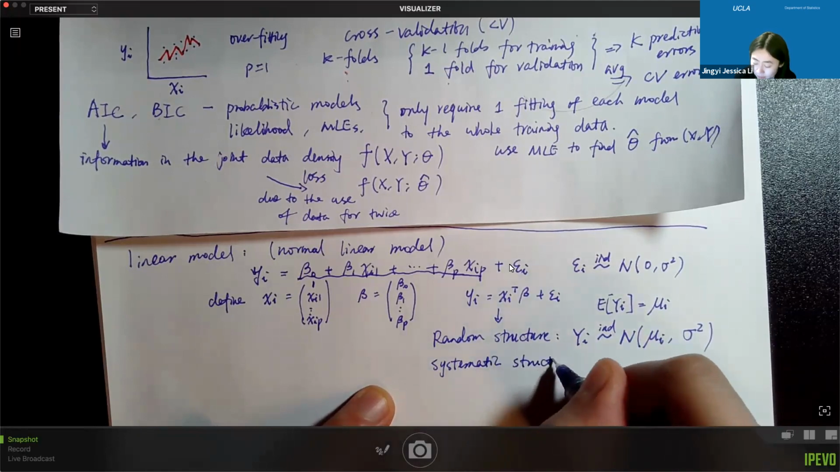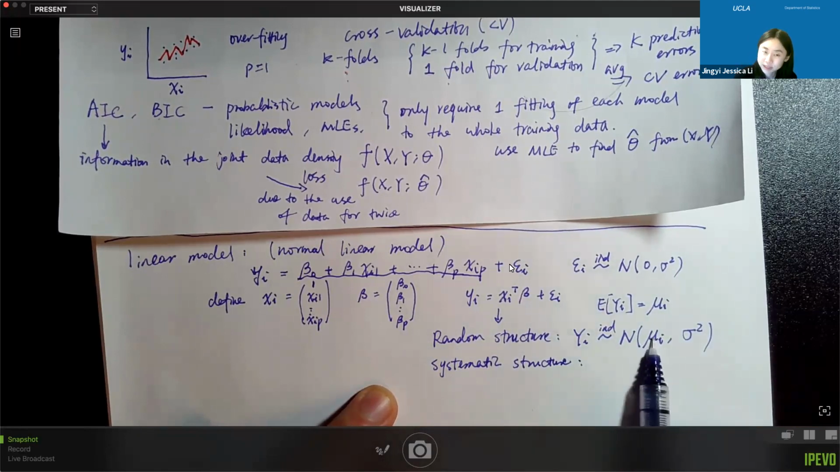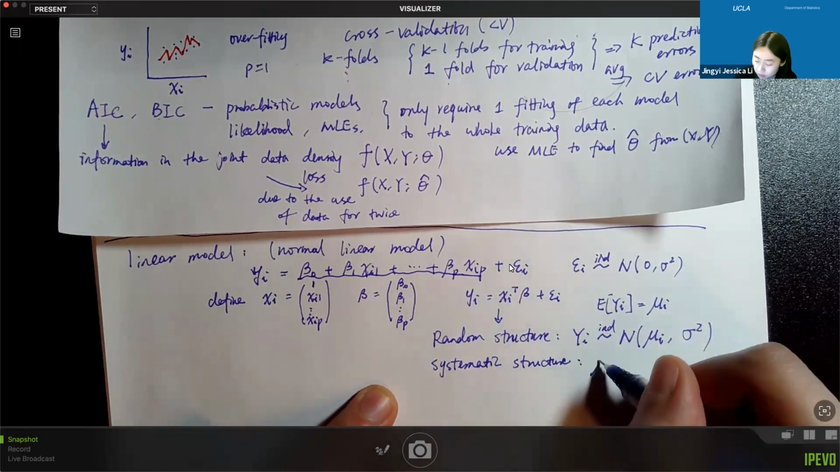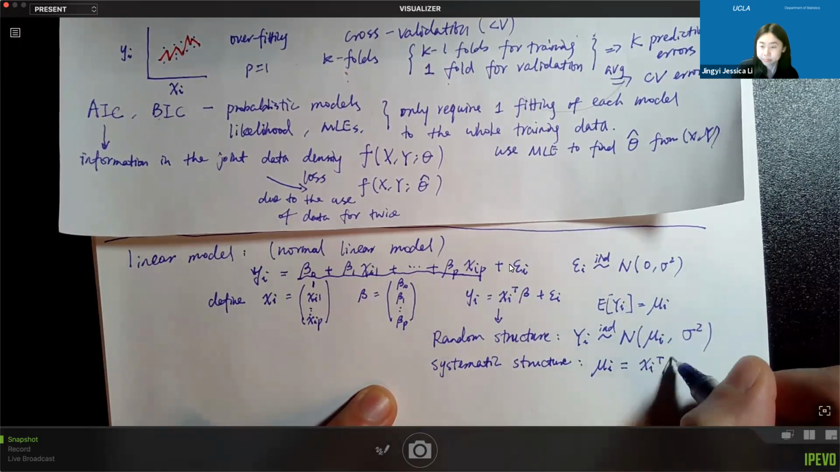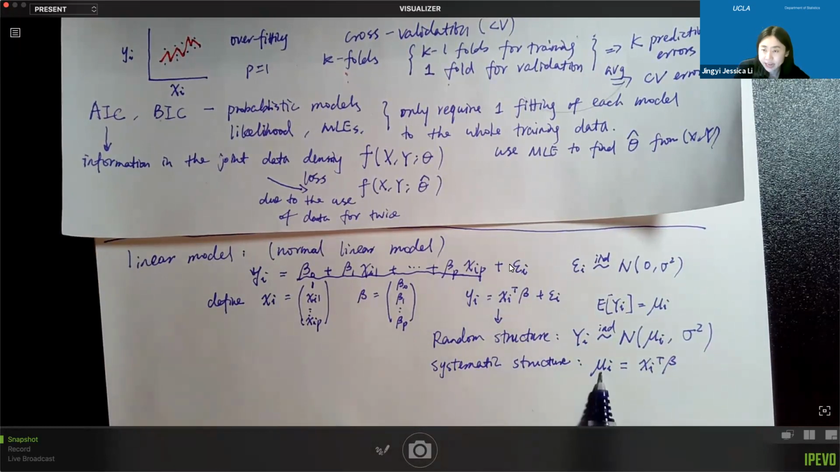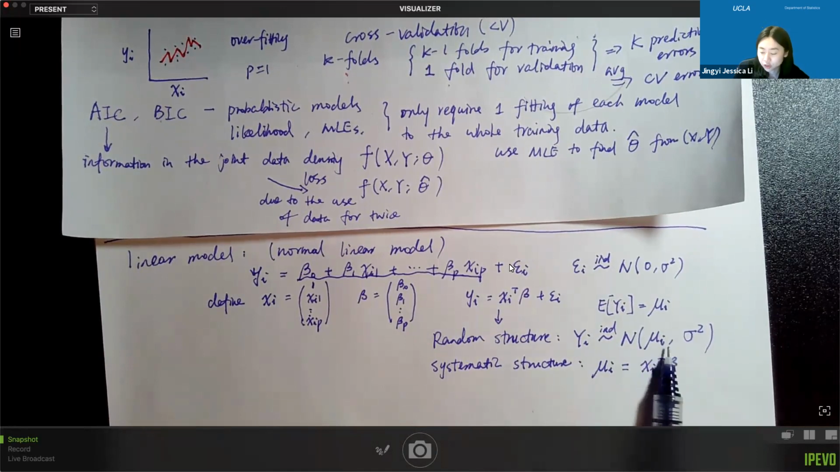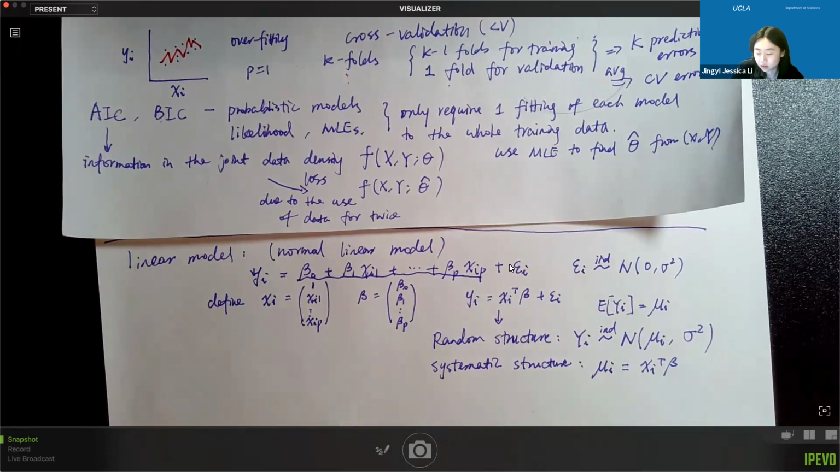This is about how I am going to model mu i, the expectation of yi. So in the linear model, mu i is just modeled as xi transpose beta. In other words, a linear function of my predictors will give me the expectation of yi, and yi varies around its expectation with this variance sigma squared. This is what we call the normal linear model.